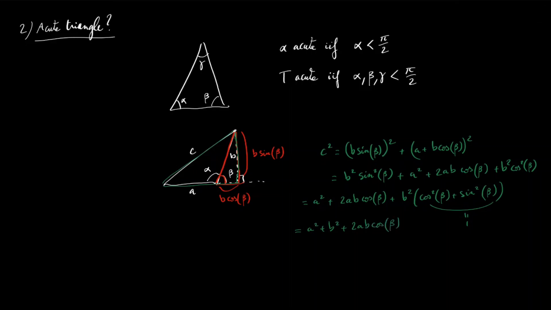As we have seen above, the angle alpha is acute if and only if alpha is strictly lower than pi over 2.